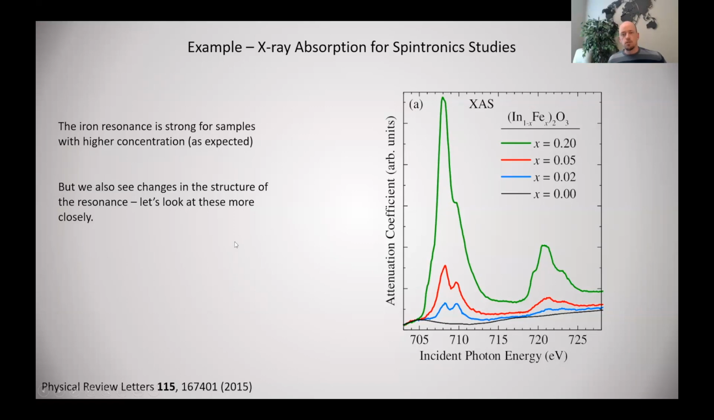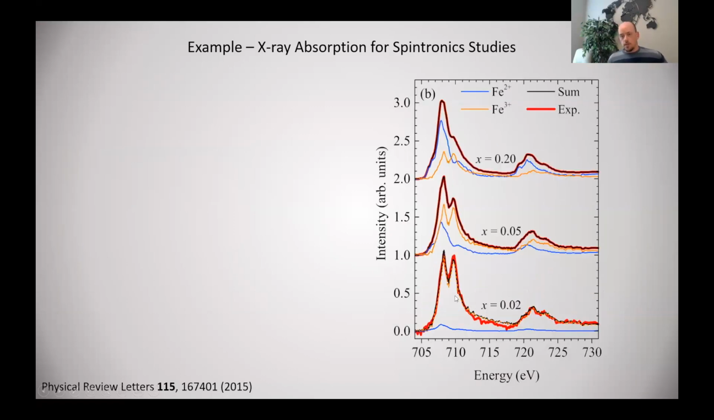Can we look at these more closely? Okay, so we take these 3 different iron resonances, and we find that we can decompose them into a linear combination of 2 different spectra. So if I look at this top one here, the red outline is my experimental data. The orange and the blue are these 2 components that I've decomposed it into. And then the black curve is a sum of those 2, which recovers the experimental data very well.